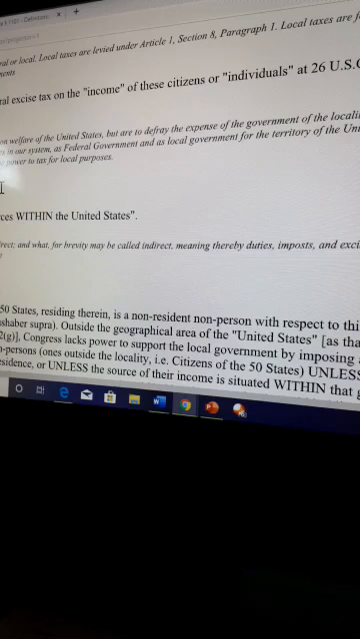Hence, the term for source within the United States. General taxes are of two kinds, direct and what for brevity may be called indirect, meaning thereby duties, imposts, and excise. Direct taxes must be laid on all the states alike. De Lima, Supra, page 100.